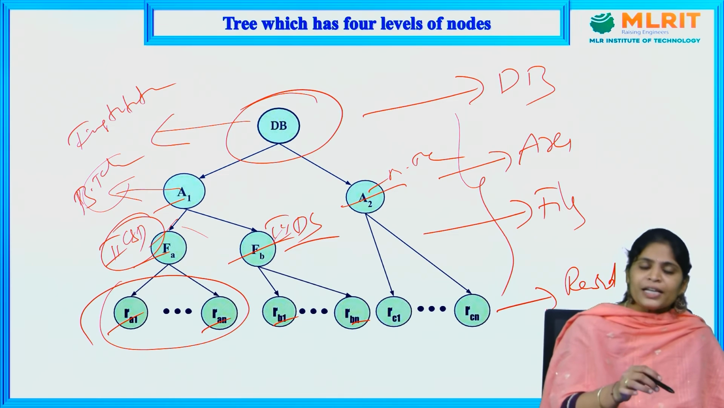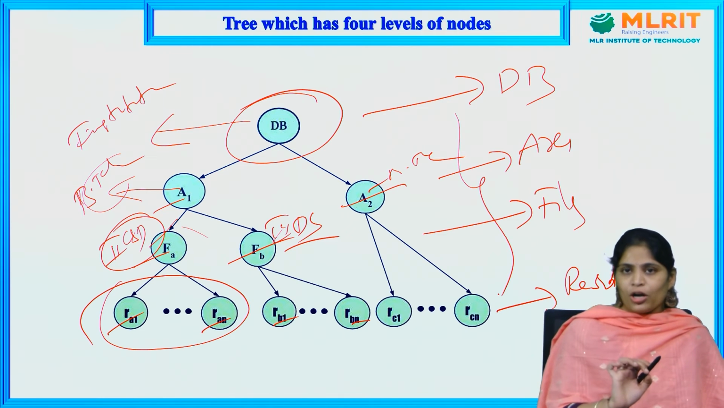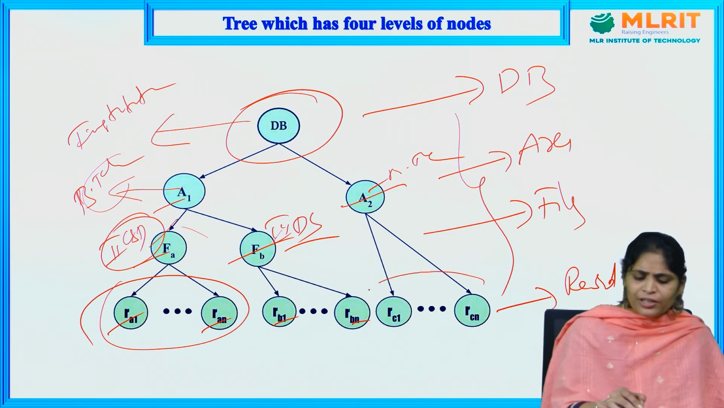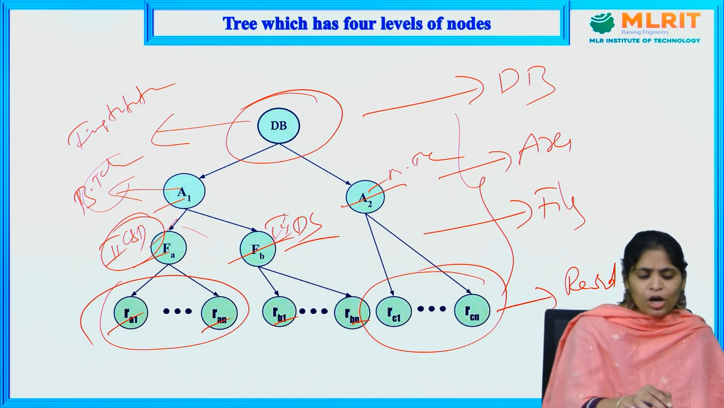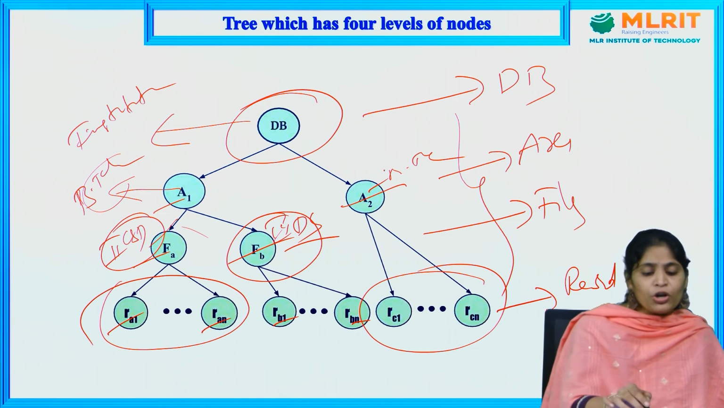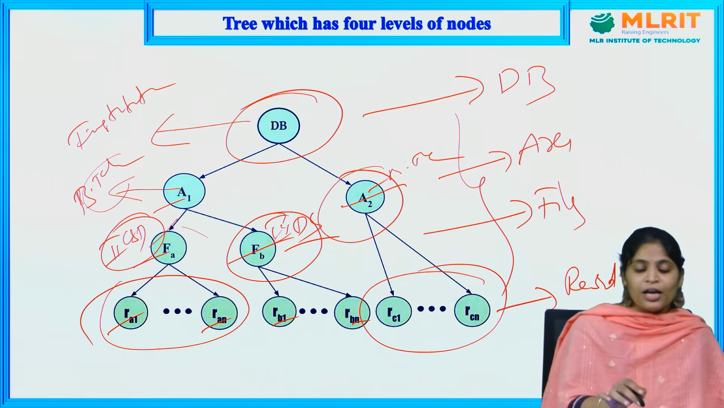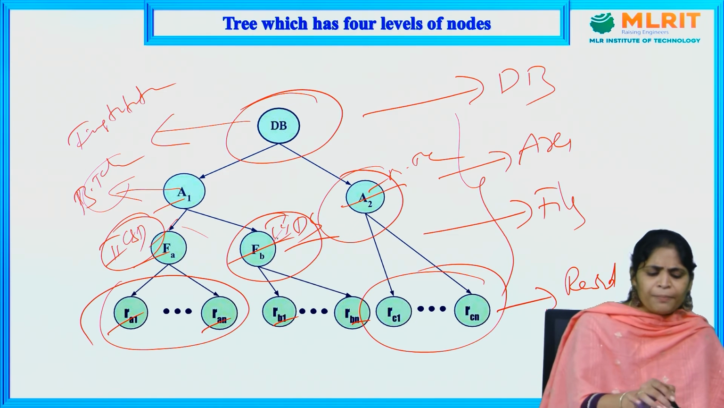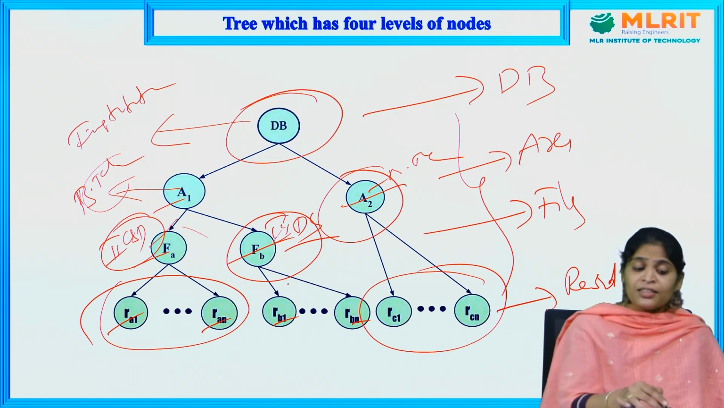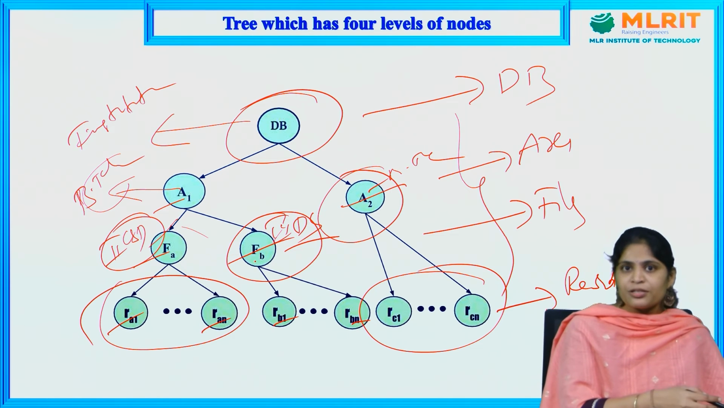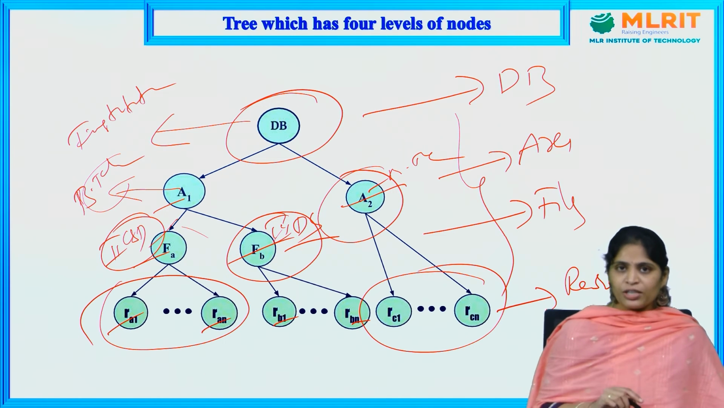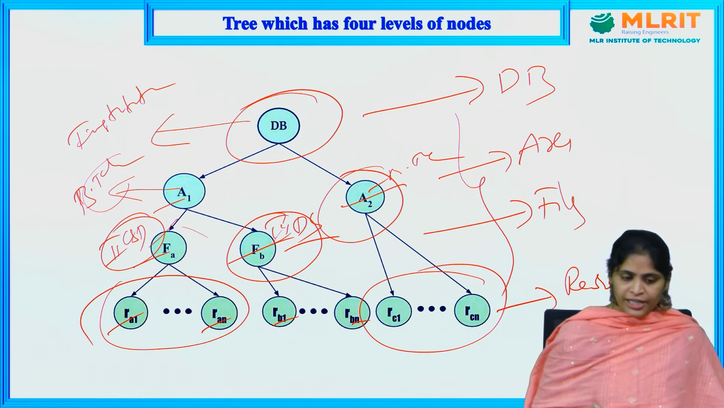Here, at each level, we can acquire a lock. If we want to lock this particular record, we can lock. If we want to lock this particular file, we can lock. If we want to lock this particular area, we can lock, without disturbing the other things. The other things might be free for other users. That is the advantage of multiple granularity here.